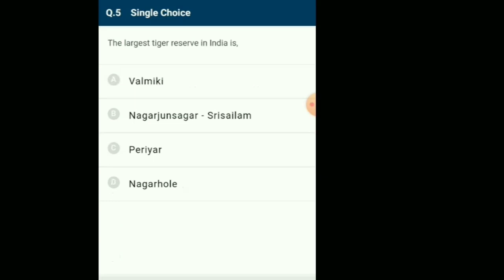Question number 5. The largest tiger reserve in India is? The largest tiger reserve in India is Nagarjuna Sagar Srisailam, Guntur, Andhra Pradesh. It is a national park which also comes under Project Tiger, initiated in 1972 to protect tigers from extinction. So the answer is option B, Nagarjuna Sagar Srisailam.